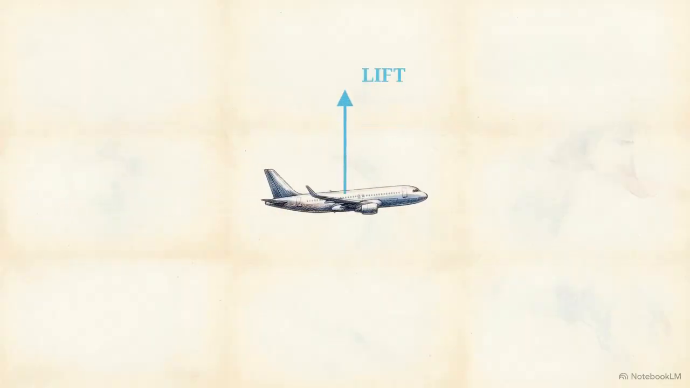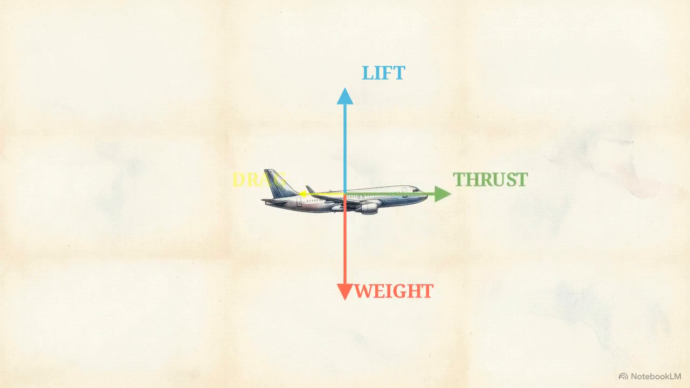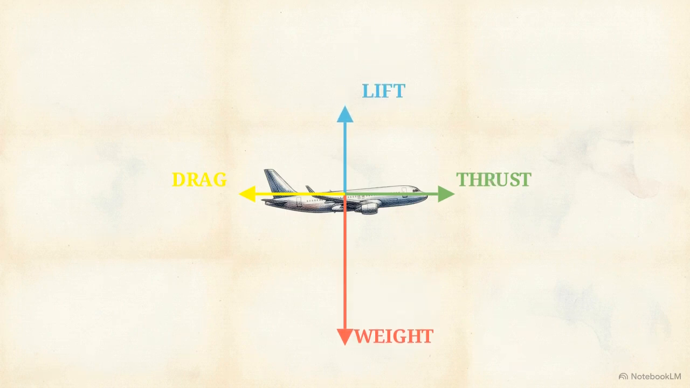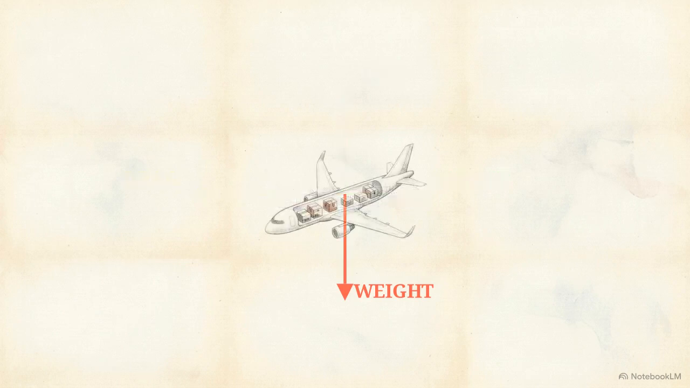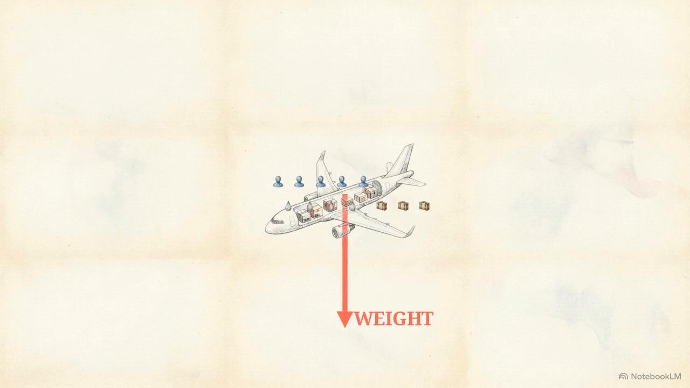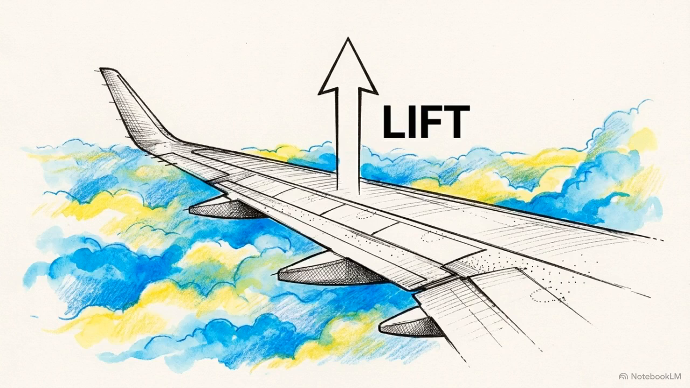These are the primary vectors acting on a plane in flight. Lift acts upward, weight acts downward, thrust acts forward, and drag acts backward. This exact balance dictates what the aircraft does in the air, whether it climbs, descends, accelerates, or slows down. We start with weight. This is the absolute downward force of gravity acting on the mass of the aircraft, its fuel, and its cargo. Opposing gravity is lift.